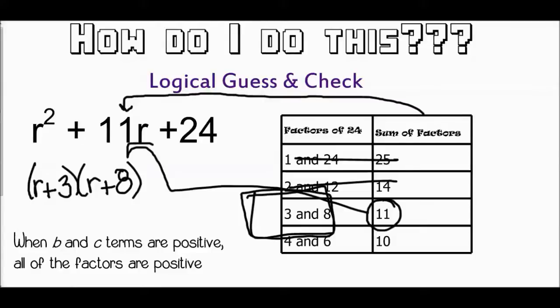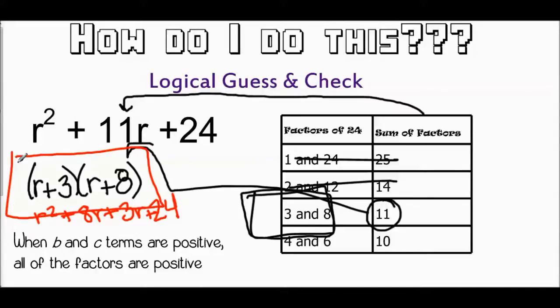So I can roughly kind of FOIL that in my head to check it. R times r is r squared. Then I would have 8r for the outside terms. I would have 3r for the inside terms, and my last terms would be 24. And so, oh yeah, 8 and 3 do add to be 11. So that is my correct factorization. R plus 3 times r plus 8. What I wrote in red down here, that was me FOILing in my head to kind of check my work.